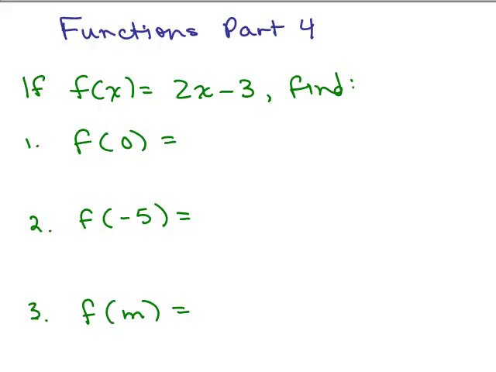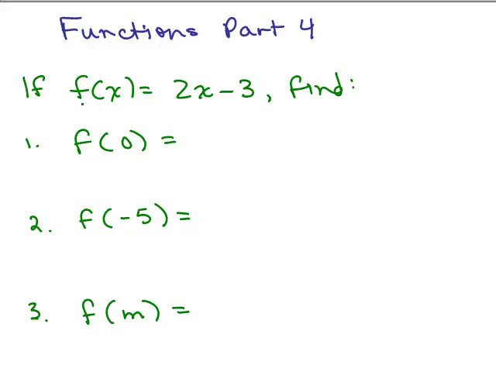This is part 4 on functions. In parts 1 through 3, we went over relations and functions, definitions, and different ways of writing relations and functions. Now we're going to work on using function notation, f of x or g of x or p of x, depending on what the function is. And this gives you a rule for each input, how you're going to find each output.